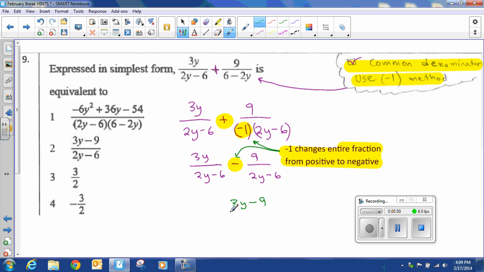3y minus 9 all over 2y minus 6. And now we're sharing the denominator. So for the rest of this problem, you want to factor out a GCF in the numerator, factor out a GCF in the denominator, and simplify.